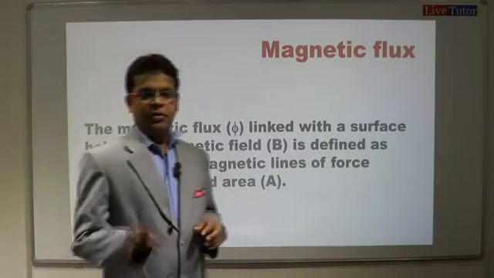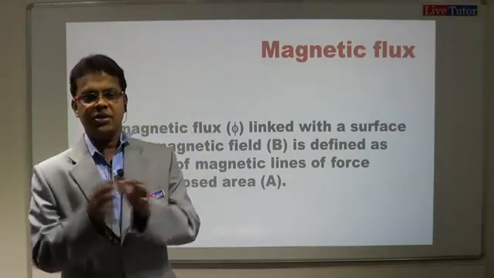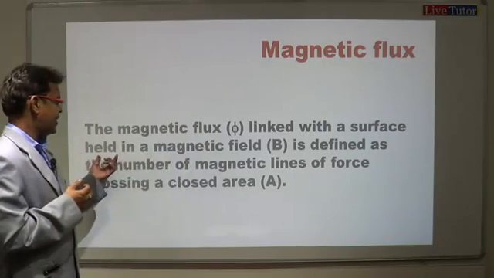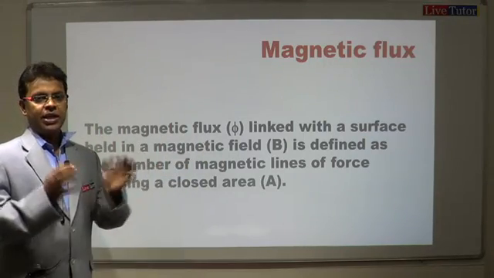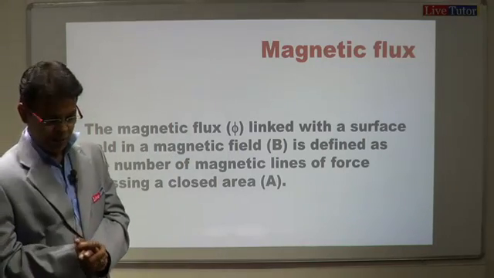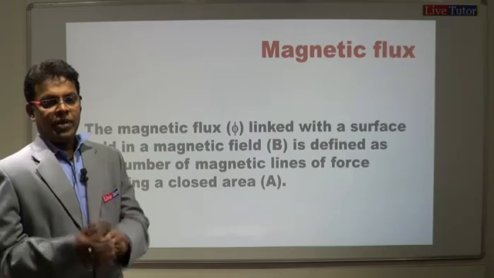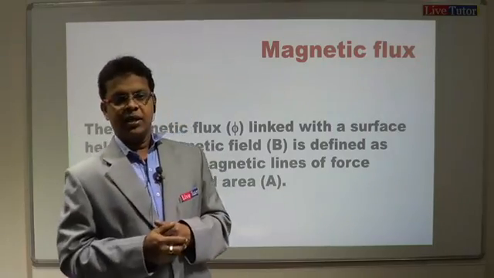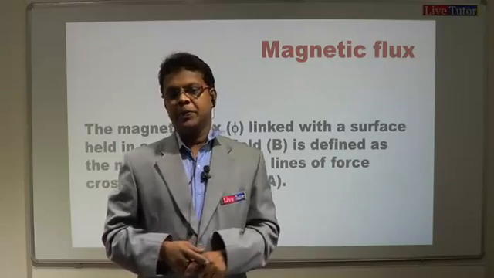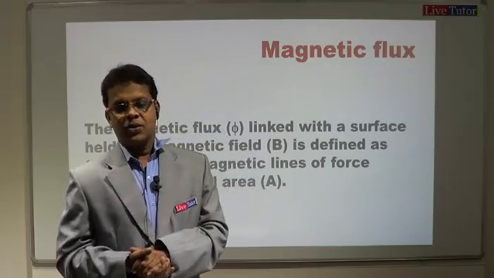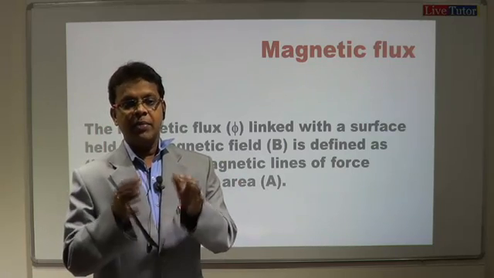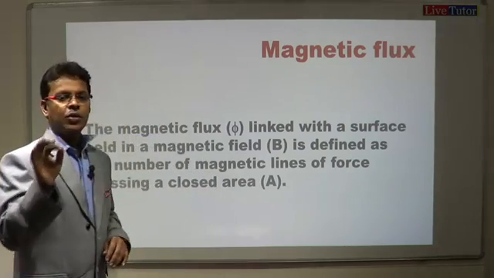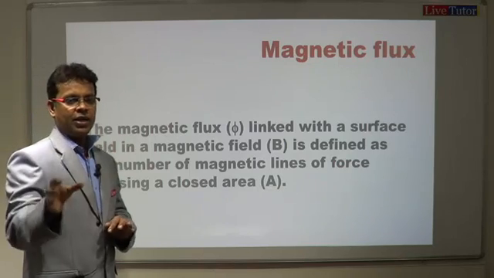Now, as I said, we have to change the magnetic flux, we said, right? So first we have to see what magnetic flux is. What is that definition? The magnetic flux linked to a surface held in a magnetic field is defined as the number of magnetic lines of force crossing a closed area. So what is magnetic flux? There is a magnetic field. We already know how to indicate the magnetic field; we draw lines and mark it B, vector B. It has a direction, right? So how do we define magnetic flux in this magnetic field? The number of magnetic lines of force crossing the closed area.